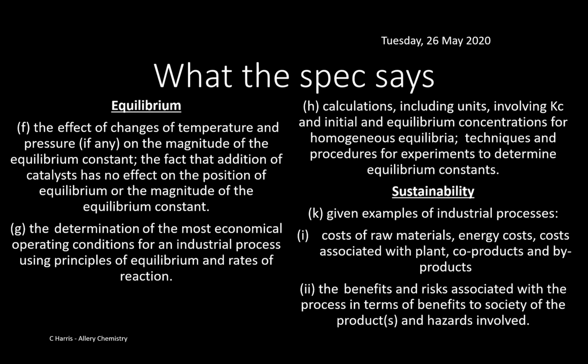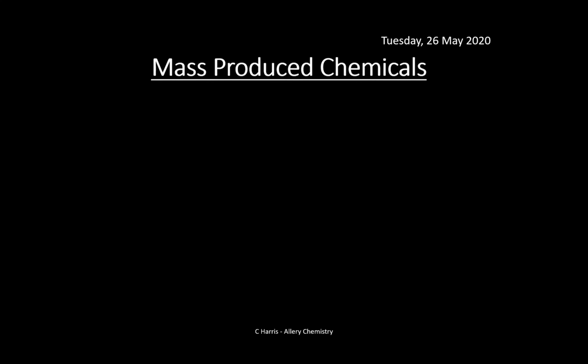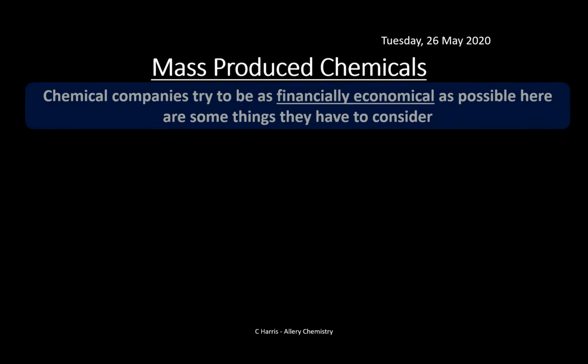Okay, so on the topic of sustainability, let's have a look at some mass-produced chemicals first, and look at how the chemical industry works, because this topic is the chemical industry. So we're going to be talking about industrial processes. So we're going to be looking at how chemical companies can be financially economical, because when we're making drugs or pharmaceuticals or other chemicals, we've got to try and make sure that the chemicals that we're making or the drugs that we're making are sustainable. Okay, and there are some key things that we have to consider here.